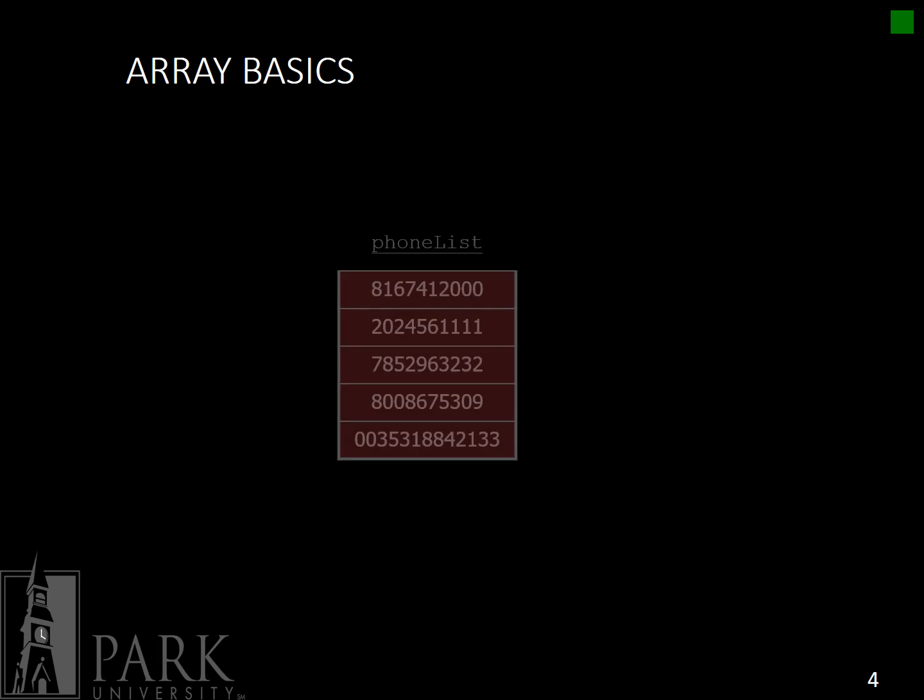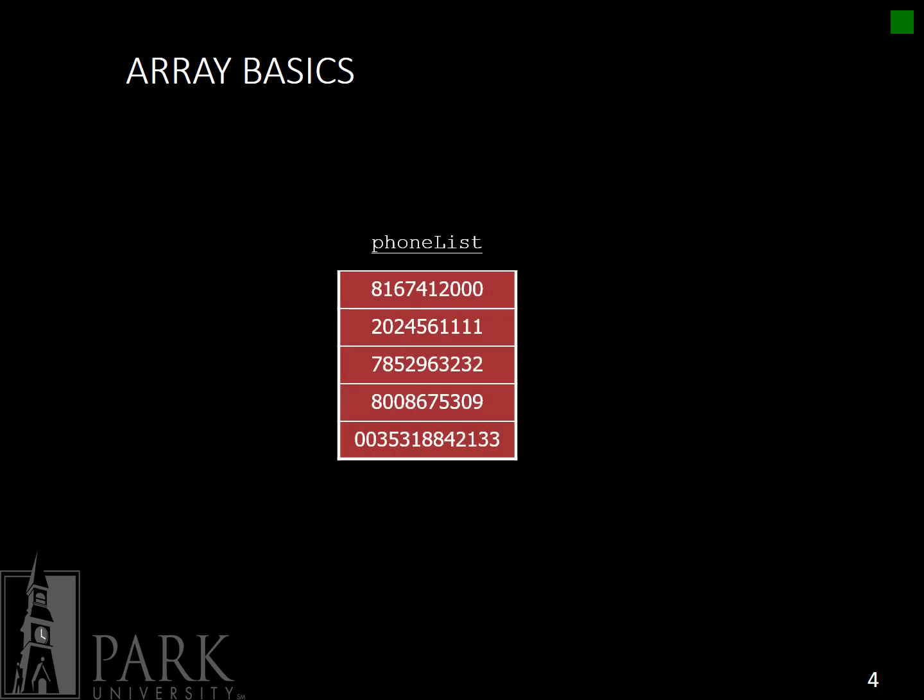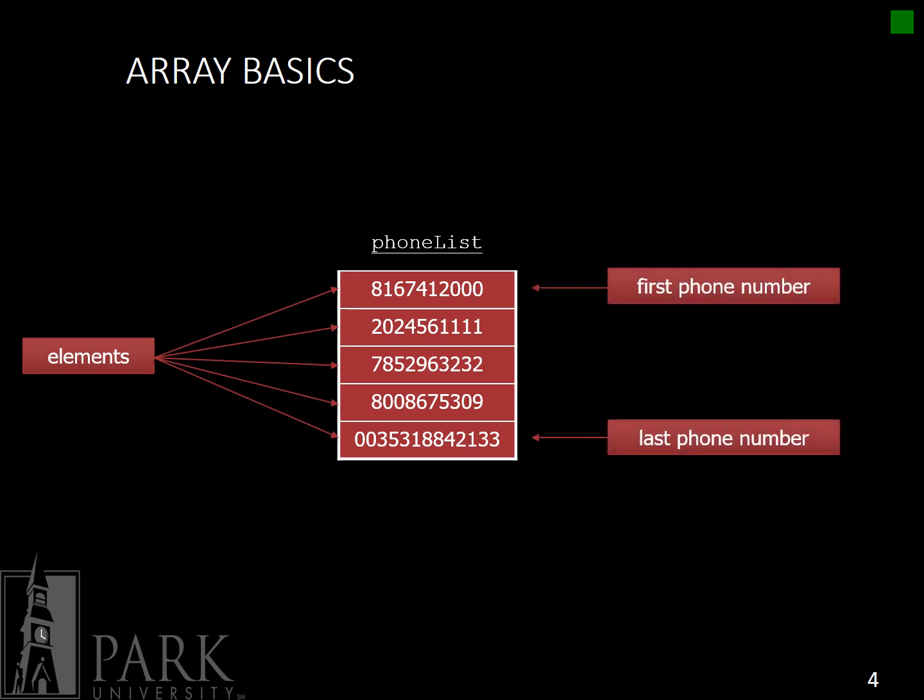So here's a picture of an array that holds a list of phone numbers. Each of the 5 boxes is called an array element. Each box stores one phone number. You can see the first element stores the first number and the last element stores the last phone number. Pretty simple, right?